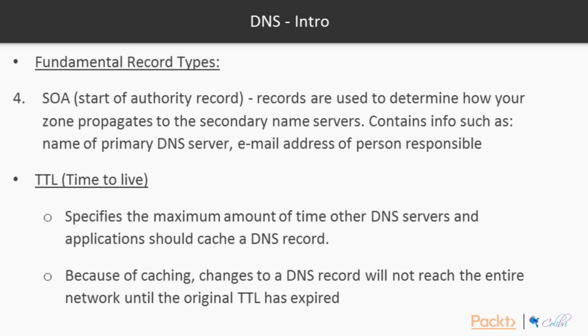Then we have TTL, time to live, which specifies the maximum amount of time other DNS servers and applications, such as, for example, a user's web browser, should cache a DNS record. Because of caching, changes to a DNS record will not reach the entire network until the original TTL has expired.